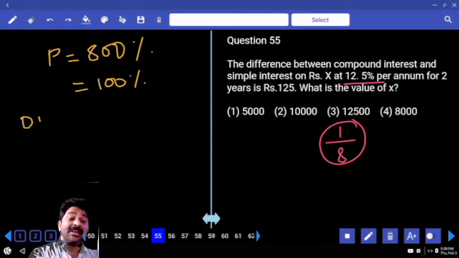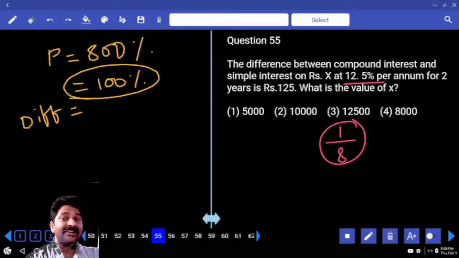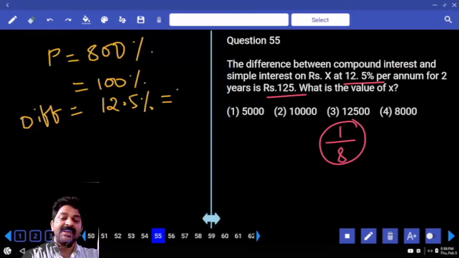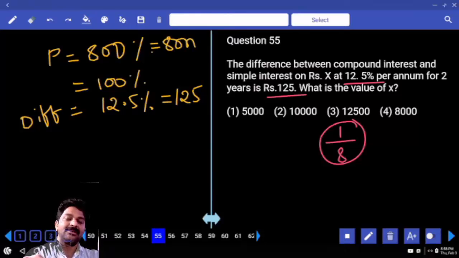Now, if you are talking about the difference between simple interest and compound interest, that is interest on the first year interest only. What is 1/8 of 100? 12.5%. This is the difference between simple interest and compound interest, which in terms of rupees is mentioned as 125. If 12.5 percentage is 125, 800 percentage must be equal to 8,000 only. 8,000, fourth option is the answer. Is this clear?